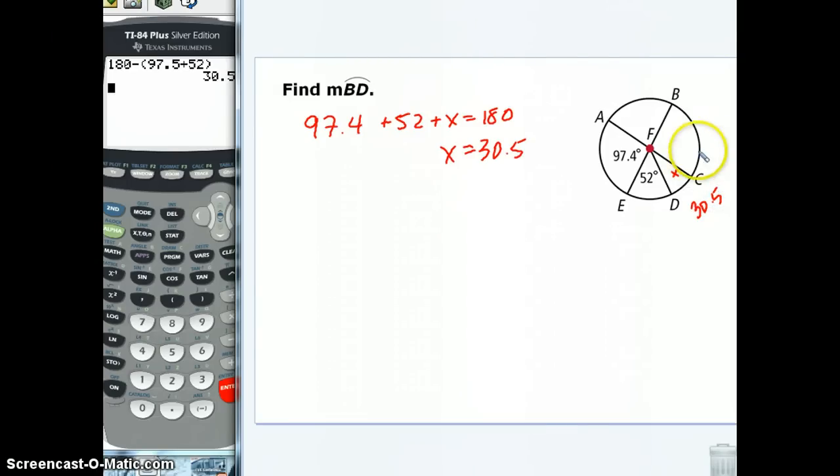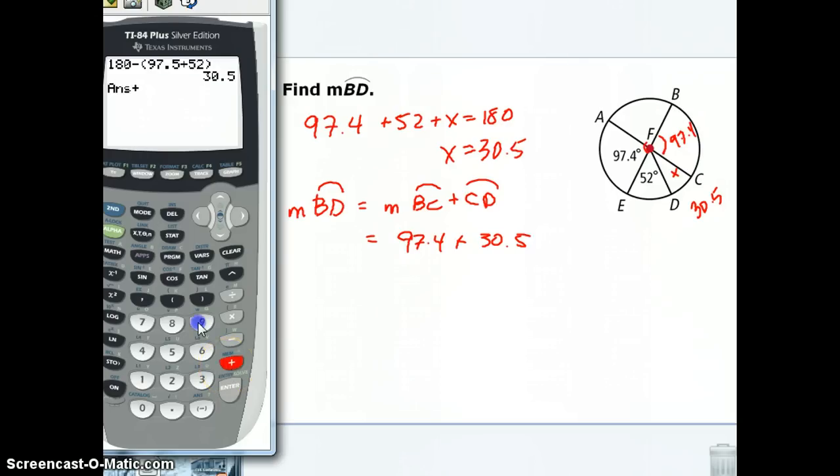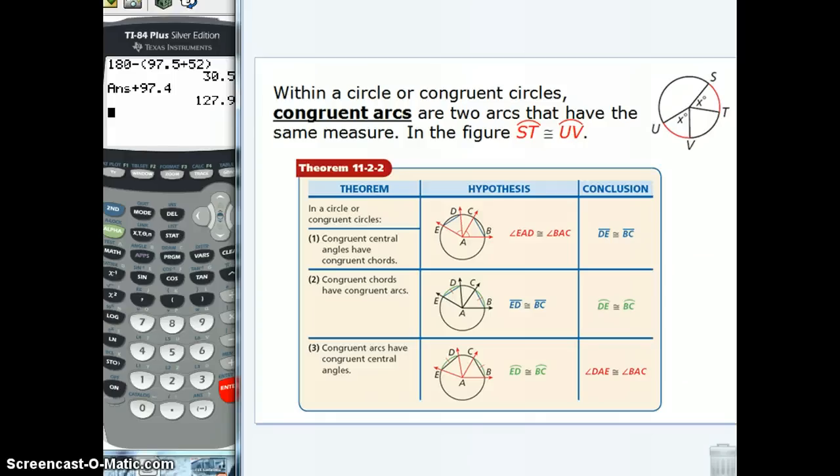We know BC also, because this angle is a vertical angle to that one, so it's 97.4. So the length of BD is actually made up of the measure of BC plus CD. And we know BC is 97.4, and we know CD is 30.5. So let's add those two together, 97.4 plus 30.5, and indeed we get 127.9 degrees. So the measure of the arc BD is the same as the measure of the central angle, which is 127.9 degrees.